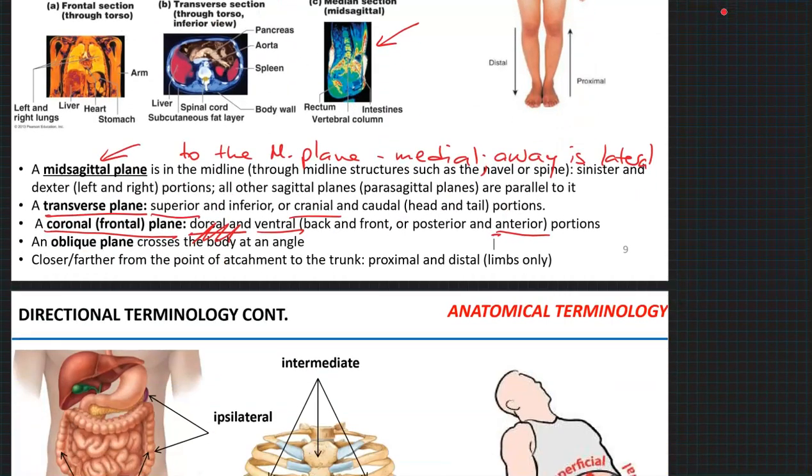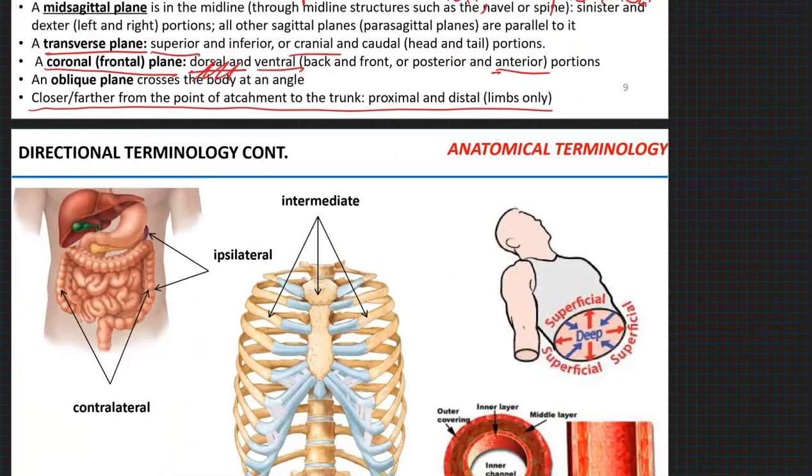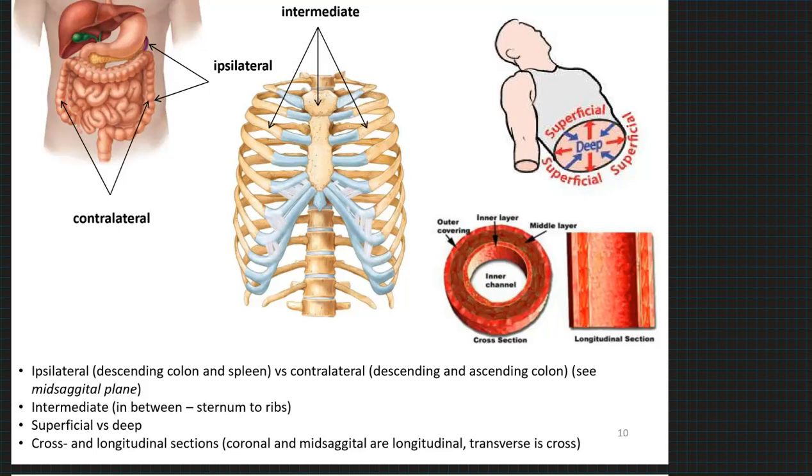Oblique planes don't have any terminology associated with them. The point of attachment, we use it only for the limbs, arms and legs. If something is closer to the point of attachment, it's proximal. Farther, distal. Your elbow to your wrist: your elbow is proximal to your wrist because it's closer. Your ankle is distal to your knee. Understood?